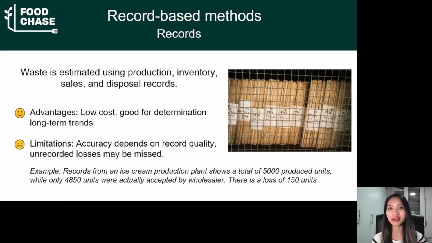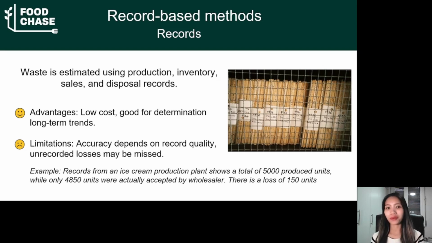Now we pass to the second category, record-based methods. In record-based methods, waste is estimated using production, inventory, sales, and disposal records. The advantages are that this method is low cost and it doesn't require additional effort because you already have all the records in the data, and it is good for determining long-term trends. However, the accuracy depends on record quality, and unrecorded or small losses may be missed.